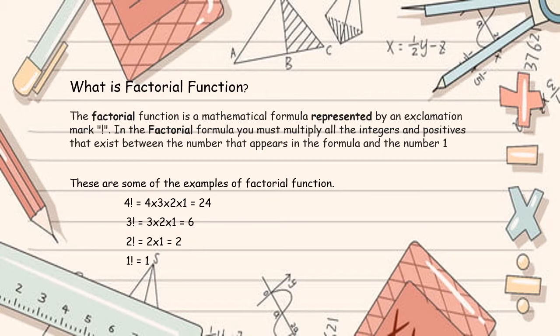And speaking of the number of choices being reduced each time, we can associate this with the factorial function. Factorial function is a mathematical formula represented by an exclamation mark. In the factorial formula, you must multiply all the positive integers that exist between the number that appears in the formula and the number 1. These are just some examples of factorial function. 4 factorial is 4 times 3 times 2 times 1, which is equal to 24. 3 factorial is equal to 3 times 2 times 1 equals 6. And 2 factorial is equal to 2 times 1 equals 2. And 1 factorial is equal to 1.